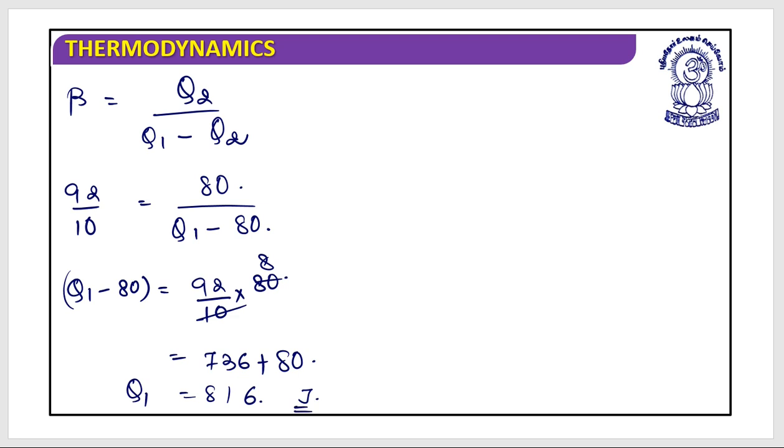So this is 816 joule. This much amount of energy has been delivered to the surrounding by the refrigerator, so that the things which have been kept within the refrigerator can be cooled down.